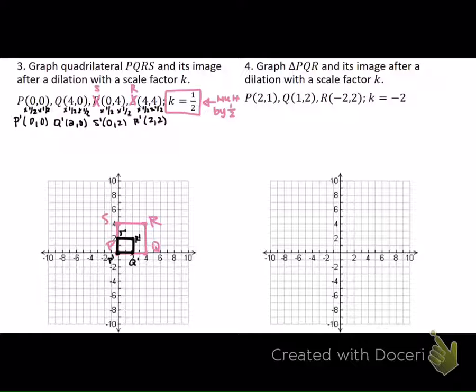So it says graph triangle PQR and its image after a dilation with a scale factor K of -2. So this is an enlargement, even though it's negative, because the absolute value of the number is bigger than 1. So let's get plotting PQR.